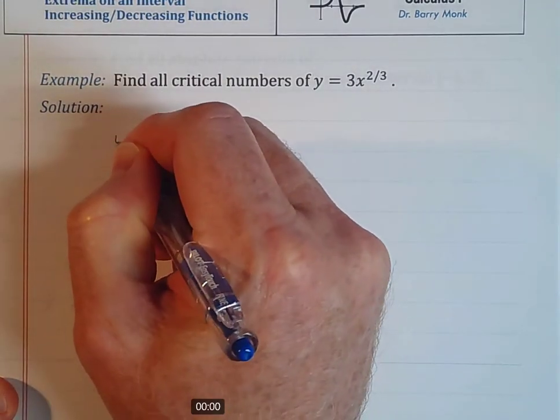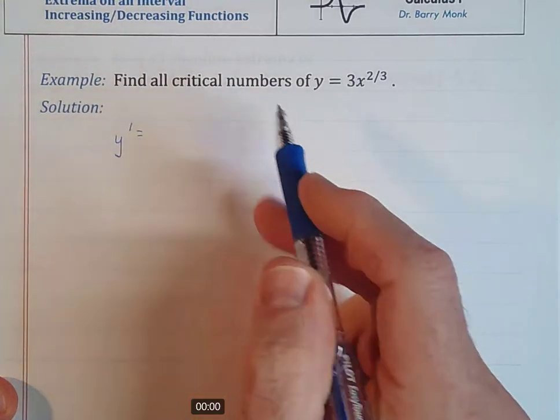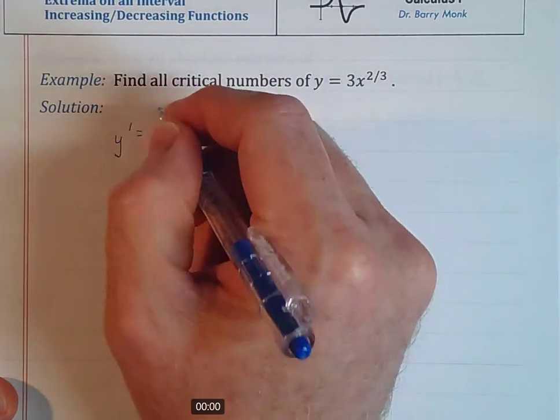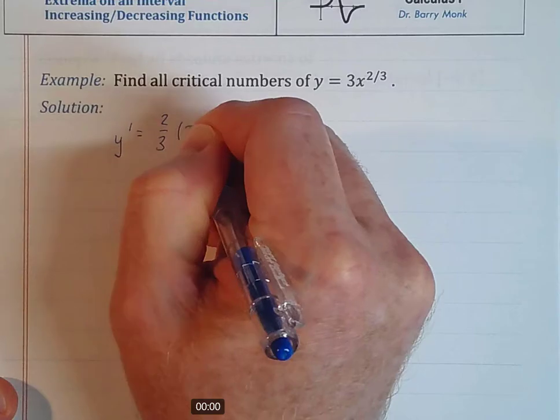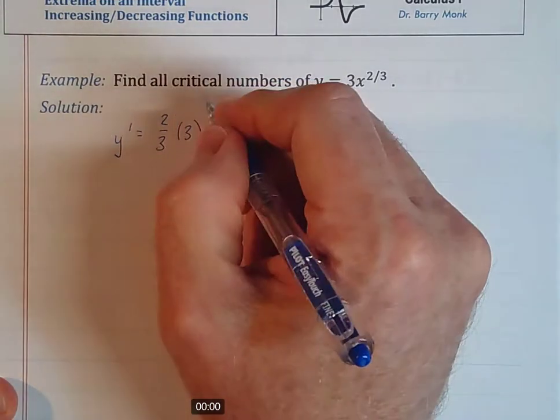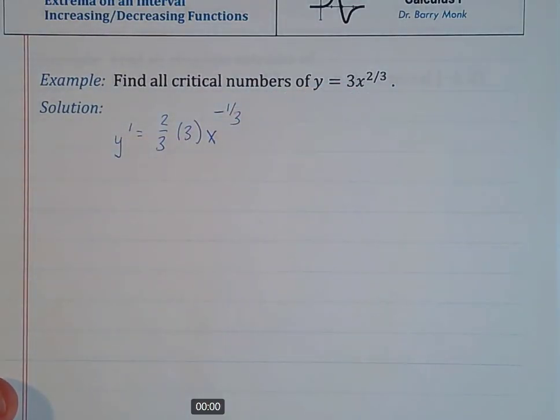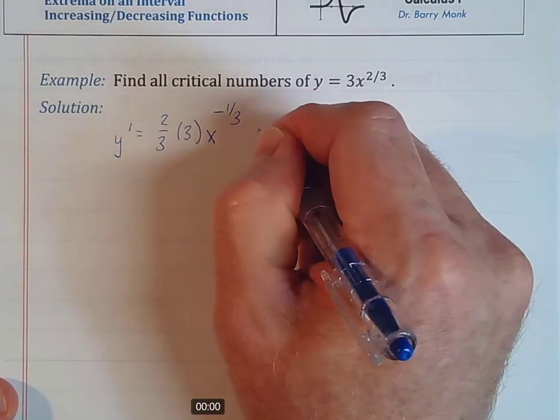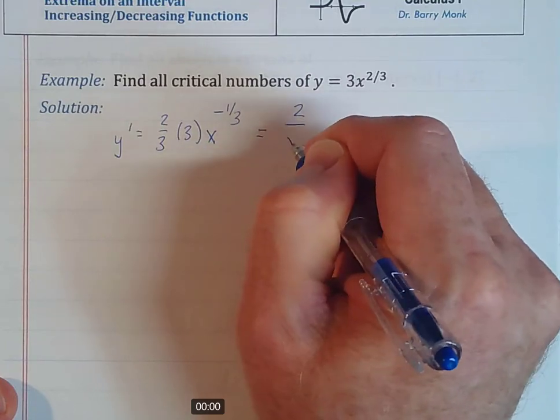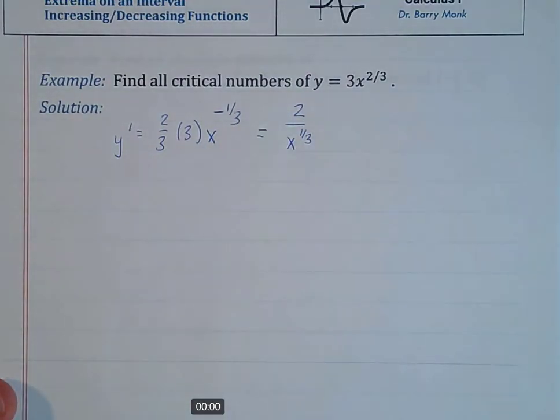Let's find the derivative. Let's see, y prime is equal to, okay, the 2/3 comes out in front. I've got a 3 that's already out there. I'm going to subtract the exponent by 1, so I get a negative 1/3. Looks like these 3's cancel out, and I'll be left with 2 over x to the 1/3. Okay, so I've got my derivative. And remember that any critical numbers are going to be places where the derivative is equal to 0 or where the derivative is undefined.